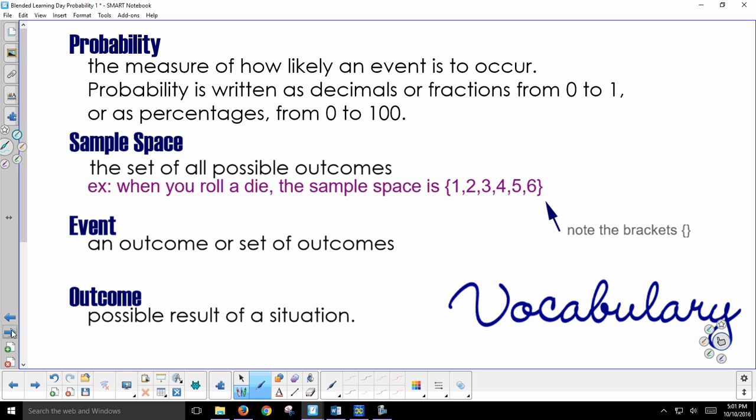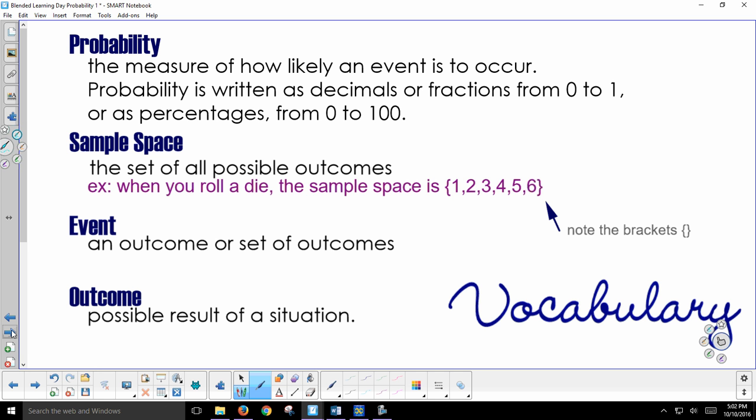Okay, so the very first thing that we need to do is go over some definitions. Rather than have you guys get writer's cramp, I've already provided all the definitions for you on your guided notes. So the definition of probability is it's the measure of how likely an event is to occur. Probability is written as a decimal or a fraction that goes from 0 to 1, or as percentages that go from 0 to 100. So the probability of rain could be 60%, that kind of thing.